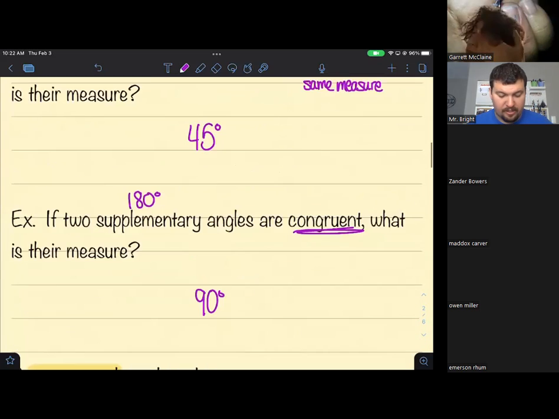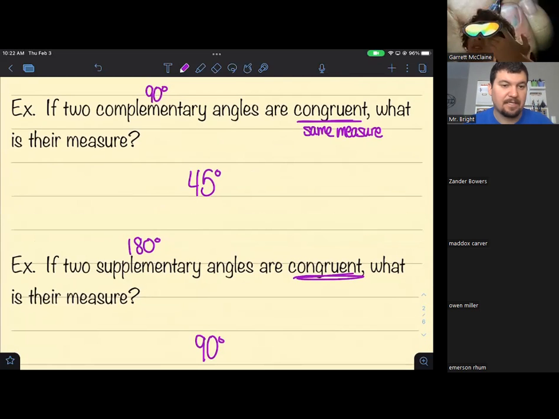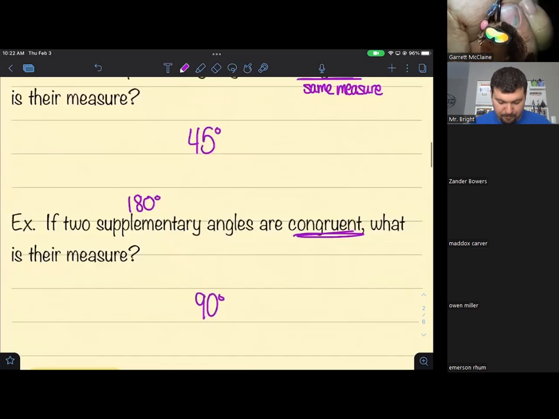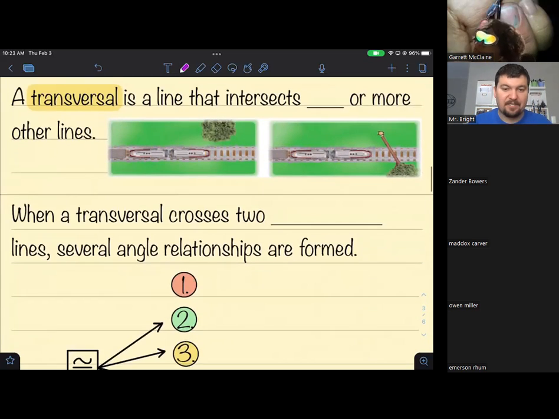Okay, just so we're clear though, complementary angles and supplementary angles are rarely equal to each other. You could be complementary if you were 1 degree and 89 degrees. So they don't have to be equal. All right, so that was basically some review. And so this is our part of lesson 3.1.